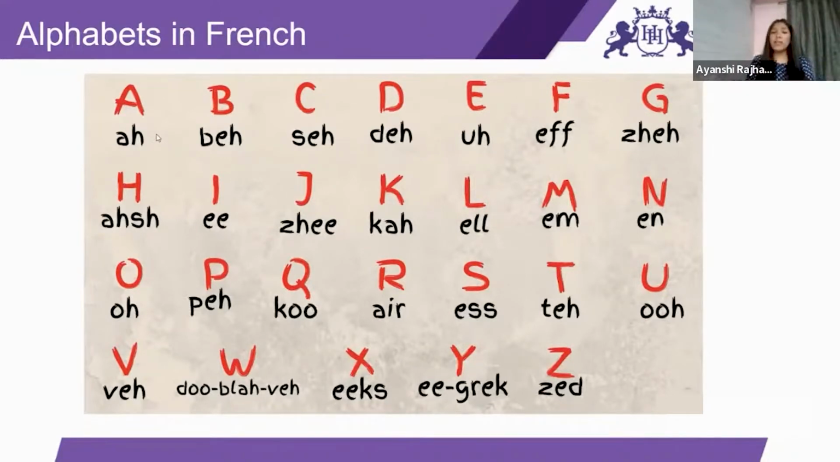After D, the next alphabet is E. The pronunciation of E in French is not U, not O, but in between them, it's uh. After E, the next alphabet is F. The pronunciation of F in French is F. After F, the next alphabet that we have with us is G.